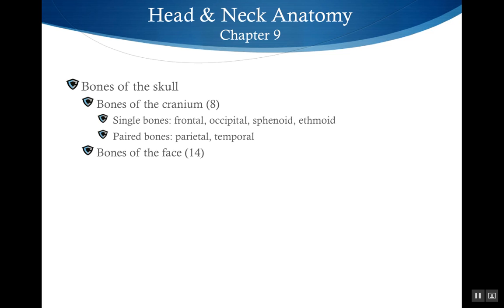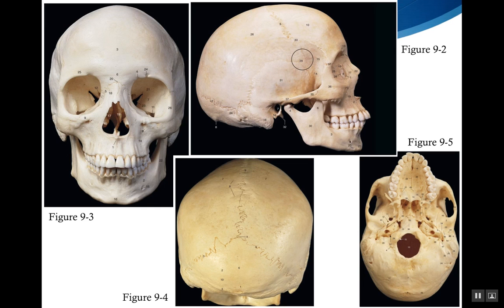There are 14 bones in the face. You've also got 6 auditory bones. Those are the bones that are found in the middle ear, so there's 3 bones in each ear, for a total of 6 auditory bones.